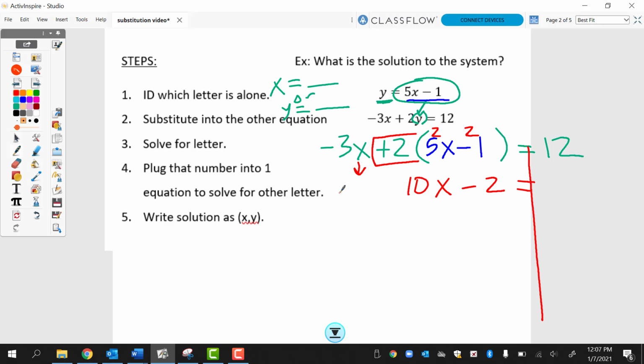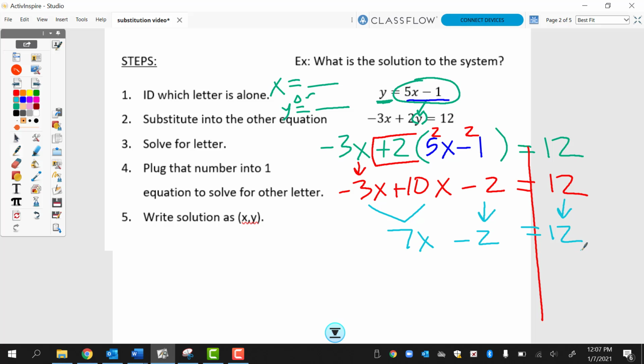The negative 3x is still there. What can I put in between? Well, the 10 is a positive 10, so I put a plus sign. And this side was just 12, so we're going to put 12. The next step is to combine like terms. Can I combine like terms? Yes, I have an x and an x. I can add those together. Negative 3 plus 10, I type it in the calculator. It's going to give me 7x. This negative 2 is here, so drop it down. This 12 is here, drop it down.